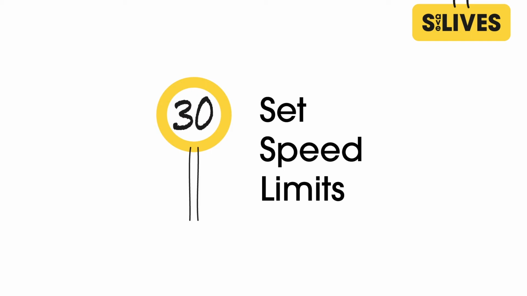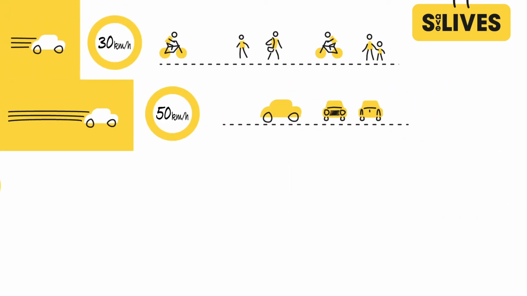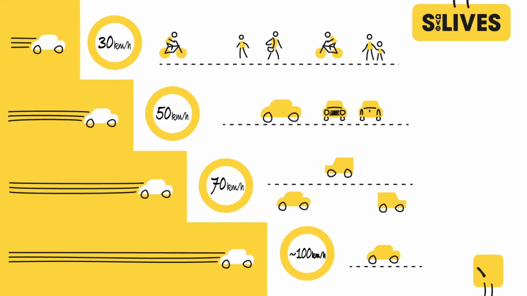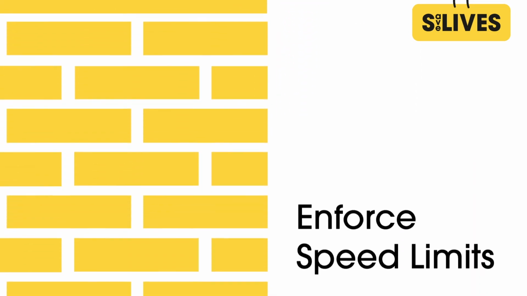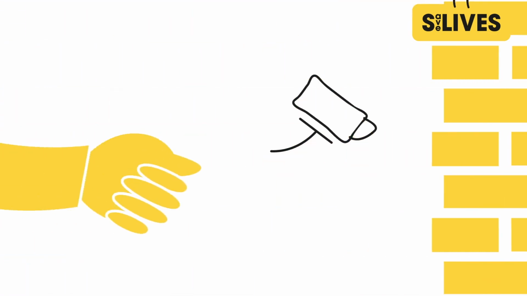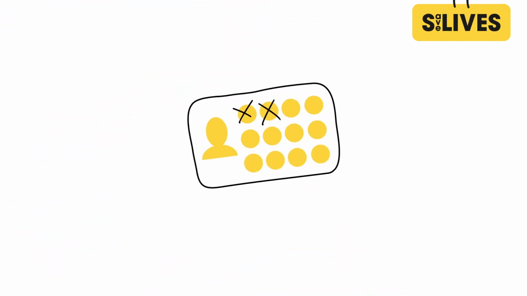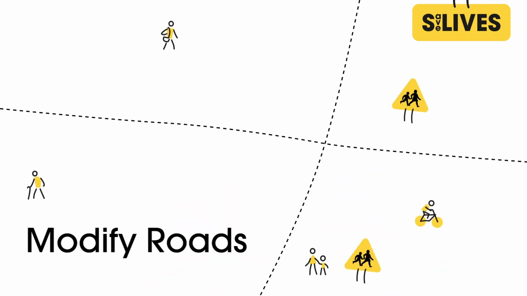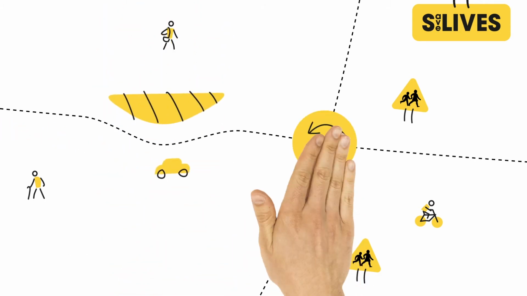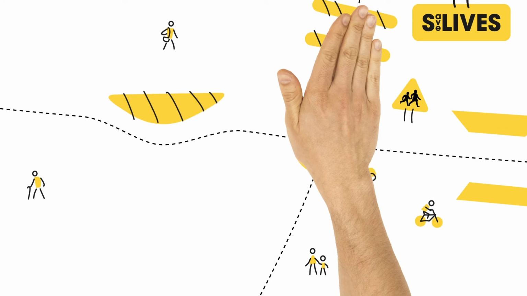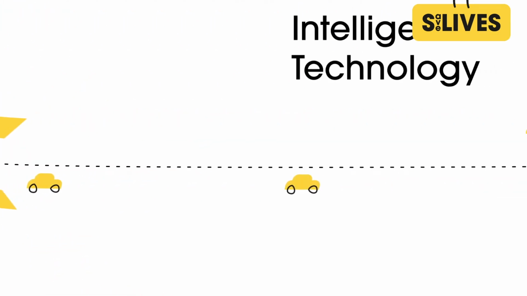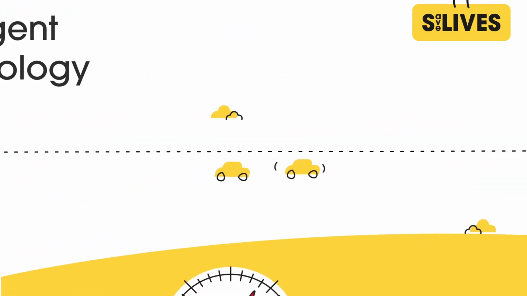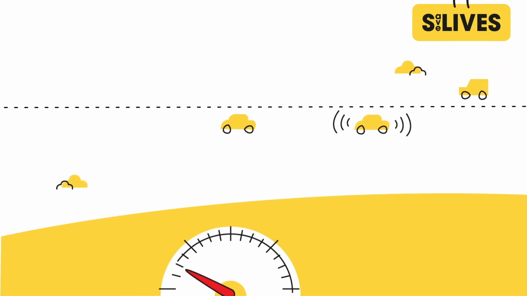Set speed limits appropriate to the function of the road. Enforce speed limits using speed cameras to identify offenders, and applying appropriate penalties such as demerit points on a driver's license. Modify roads to calm traffic, particularly where road users mix, with chicanes, roundabouts, road narrowing and speed bumps. Finally, require car makers to install new technologies that can warn speeding drivers or even slow down the vehicle for them.